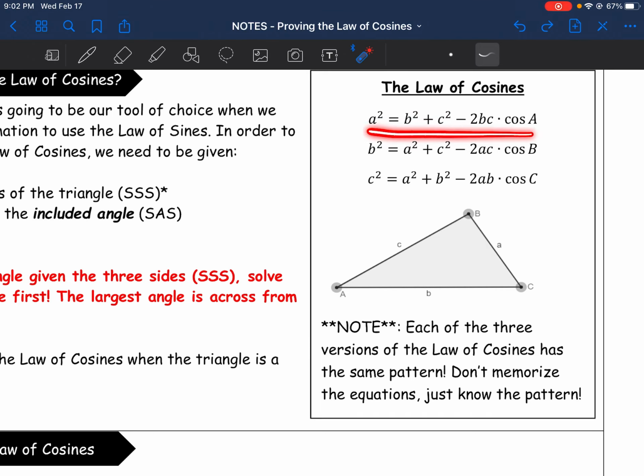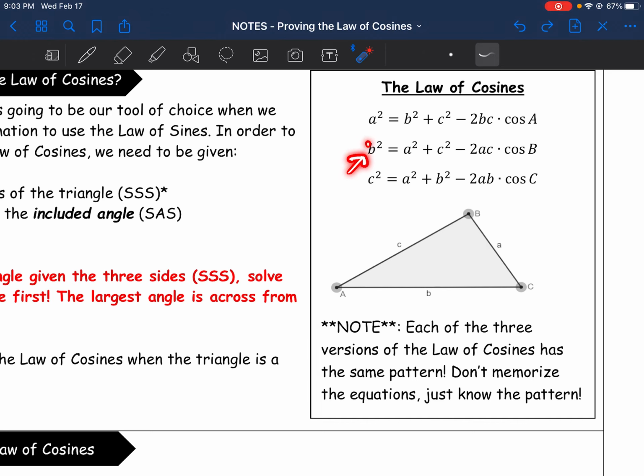So in this statement, notice that the side that is isolated over here, A, is the same angle that shows up right here. These pieces, B squared and C squared, are the other 2 sides. The other 2 sides that are not isolated are also the same 2 side pieces that show up right here. And that pattern follows all the way through in the other two equations.